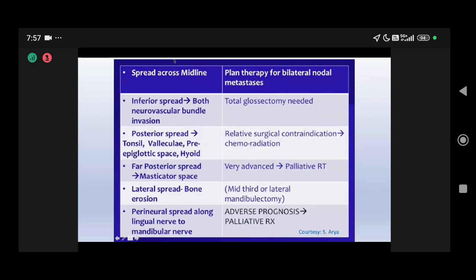A little spread towards the bone with erosion can need a lateral mandibulectomy. A perineural spread along the lingual nerve or mandibular nerve is an adverse prognostic sign, and you may think of giving palliative care.